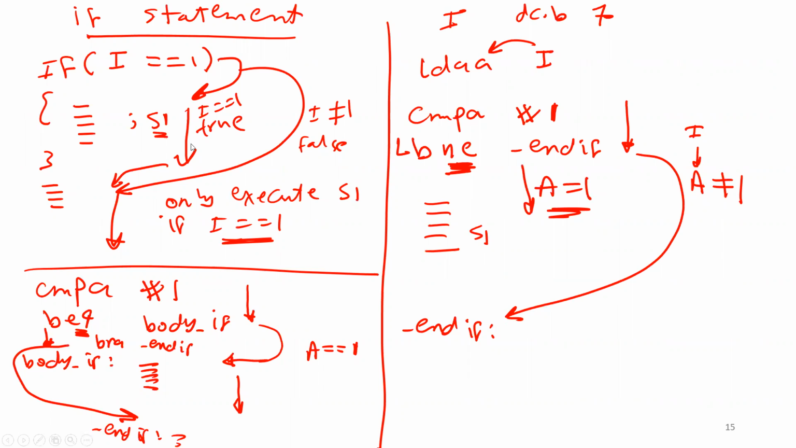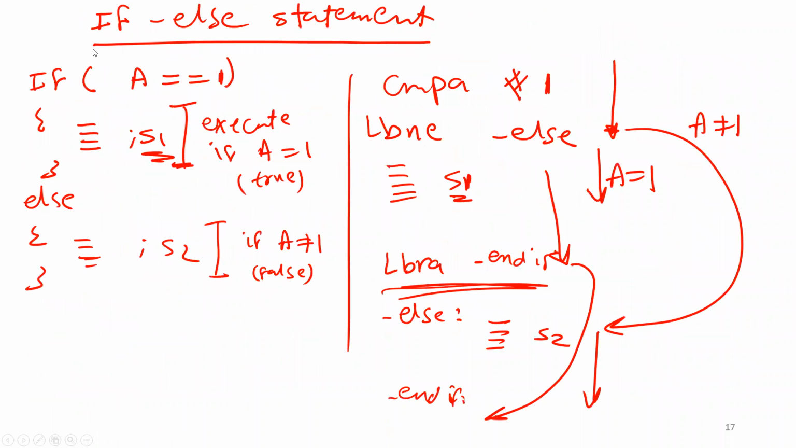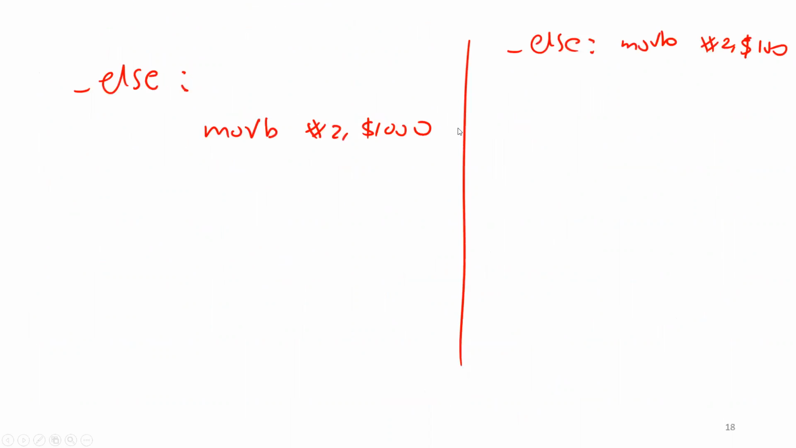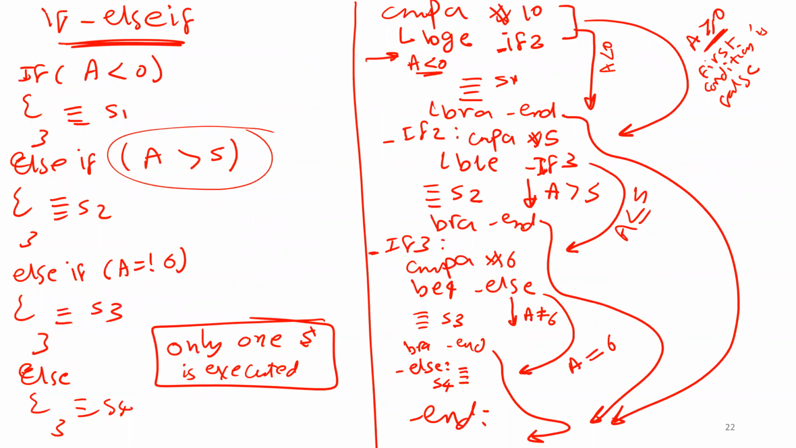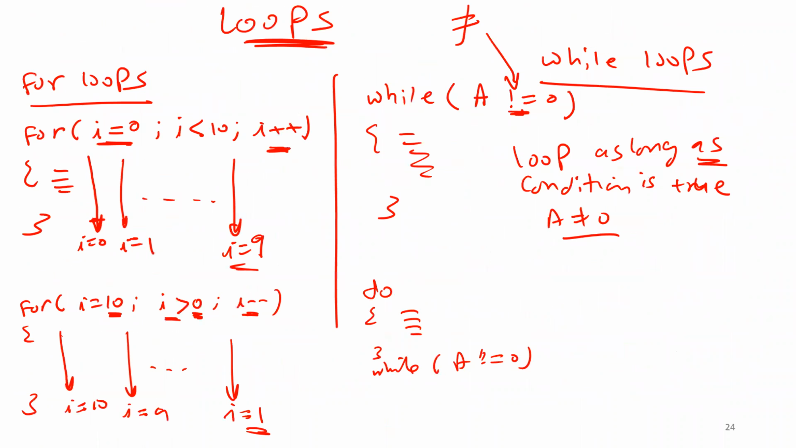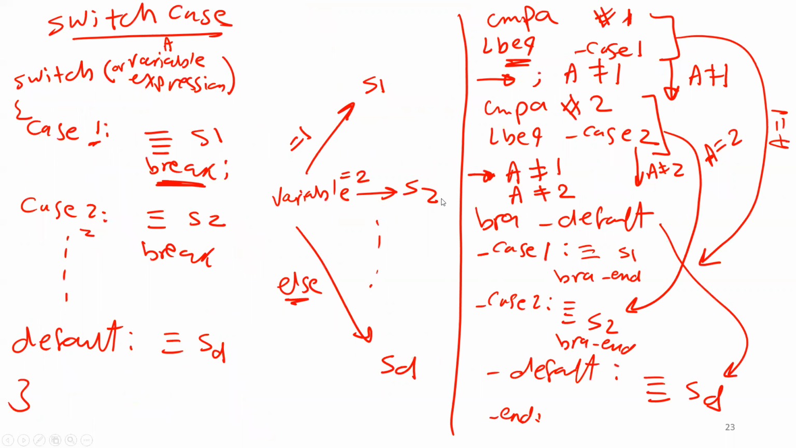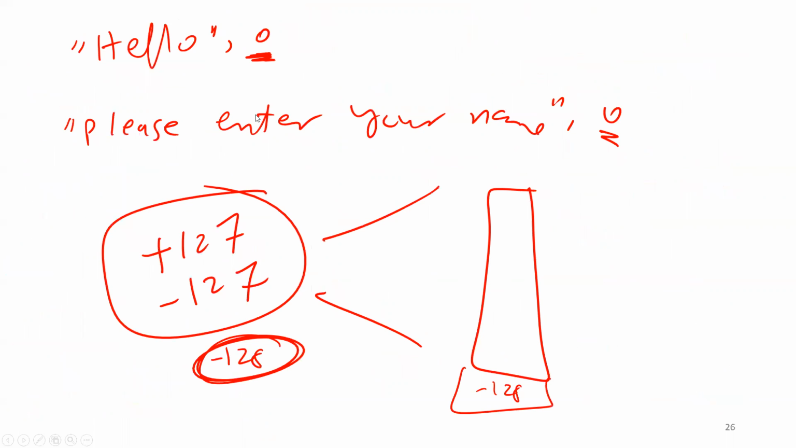So here I explained in this example how we can do an if statement, how you can do an if else statement in assembly using a combination of compare and branch instructions. Also, I explained how you can do else if, switch case, all these statements. And then after that, I move to loops. Loops here, as I told you, can be for loops or while loops. So I also explained here for while loops.